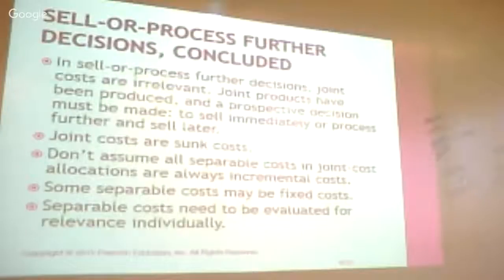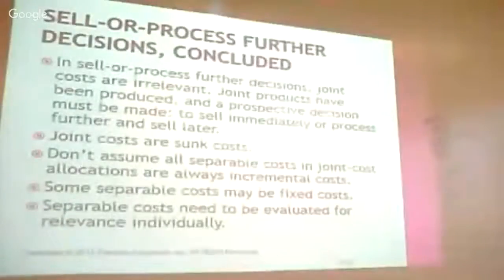Joint products have been produced and a prospective decision must be made to sell immediately or process further and sell later. So basically what that means is, no matter what, I've got those joint costs, I'm going to incur them. Who cares, right? Joint costs are sunk costs. Anybody remember what sunk costs are?